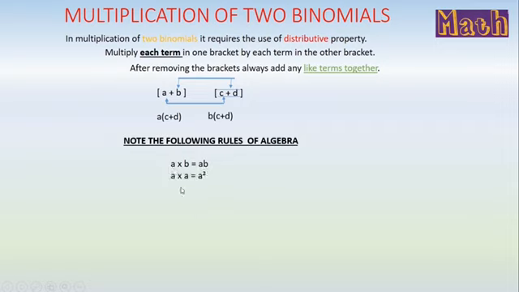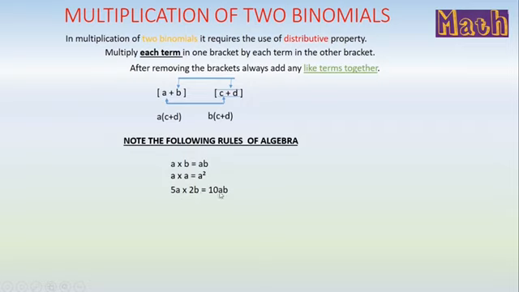Then the next stage, I have a times a. A and a have the same base, so I can add the exponent, 1 plus 1, that gives me a to the power 2. Followed by 5a times 2b. Now I have a here, I have b here, they are unlike terms. So I multiply the 5 times 2. 5 times 2 gives me 10.